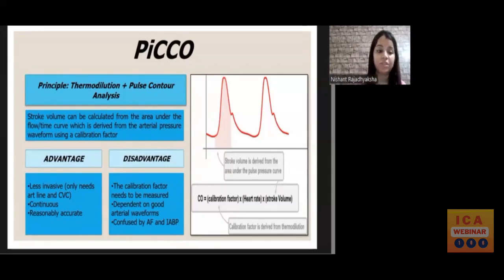The advantage of this technique is that it is less invasive, only needing an art line and a CVC. It is a continuous variable and reasonably accurate. The disadvantage is that the calibration factor needs to be measured, it is dependent on the arterial waveform, and it is not accurate when the patient has atrial fibrillation or has an IABP.